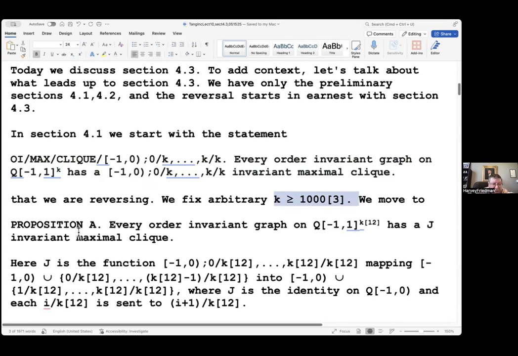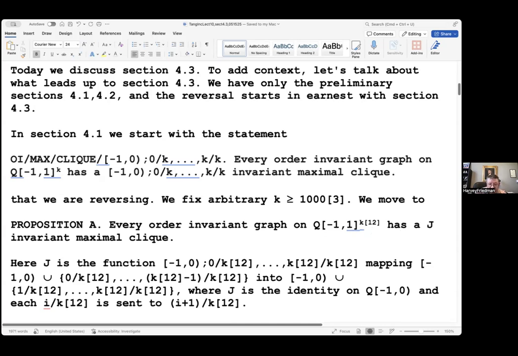We move to proposition A. This is just this statement recast with a different notation. Every order invariant graph on Q minus 1, 1 — proposition A is just this statement for the K. Using the K, we use the exponent K12 and have a J invariant maximal clique. Okay, two things here. We're going to make the exponential even bigger, K12, than this arbitrary number K that was picked. This is 12 twos with a K on top.